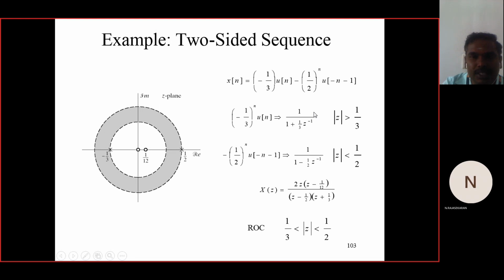Then for the case of a two-sided sequence, the ROC lies between 1 by 3 and 1 by 2. If you substitute, modulus of z is greater than 1 by 3 and modulus of z is less than 1 by 2. So your ROC is located between 1 by 3 and 1 by 2; this is 1 by 3 and this is 1 by 2, and between them we have the ROC.